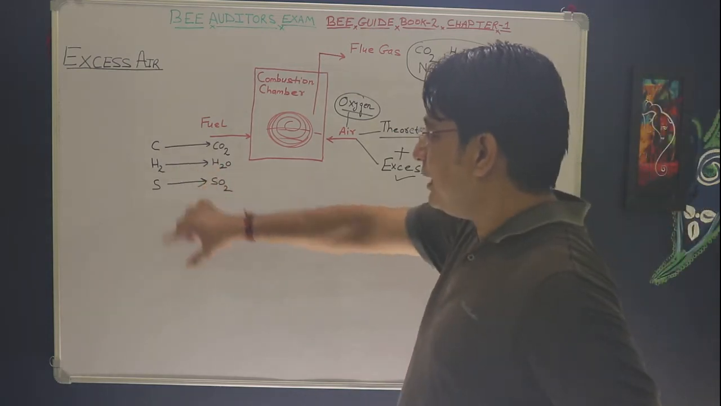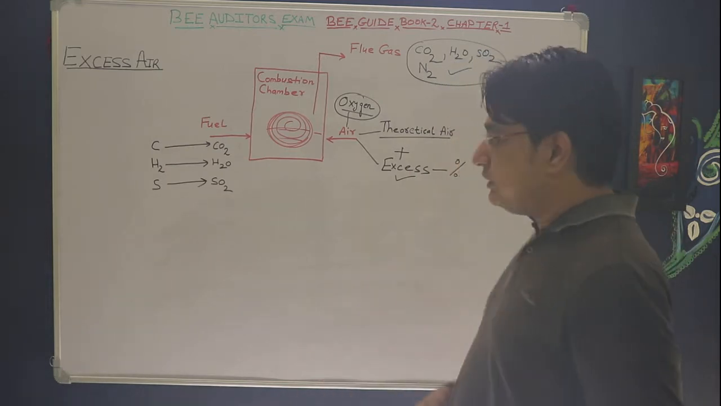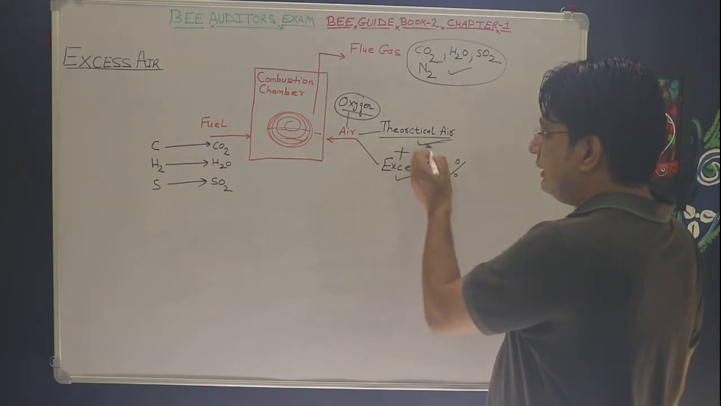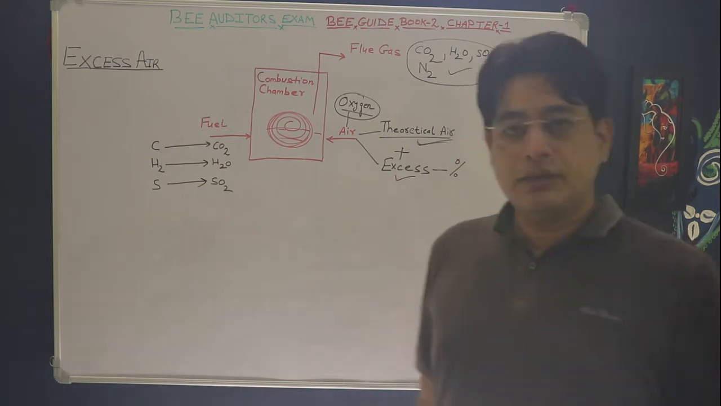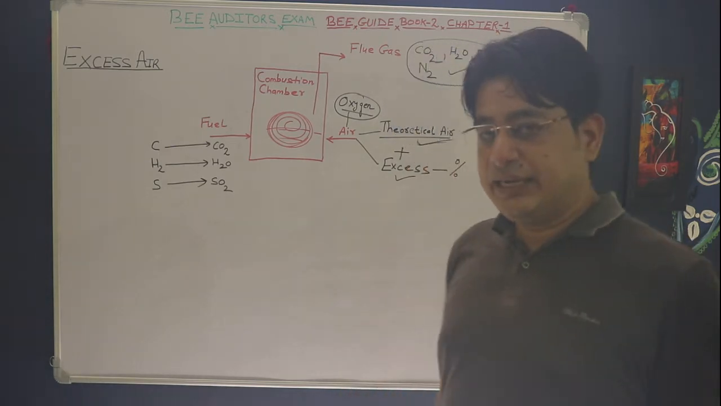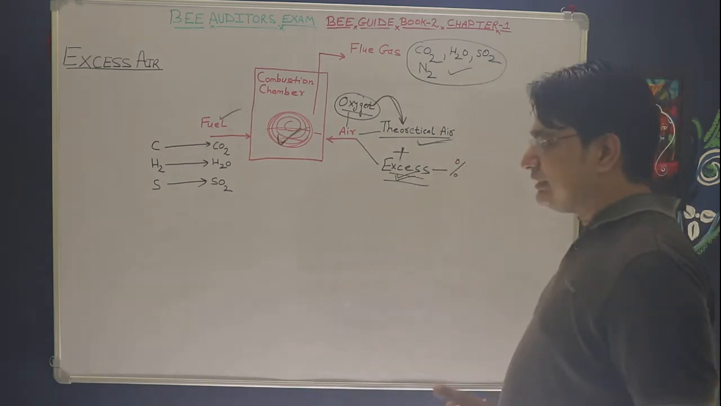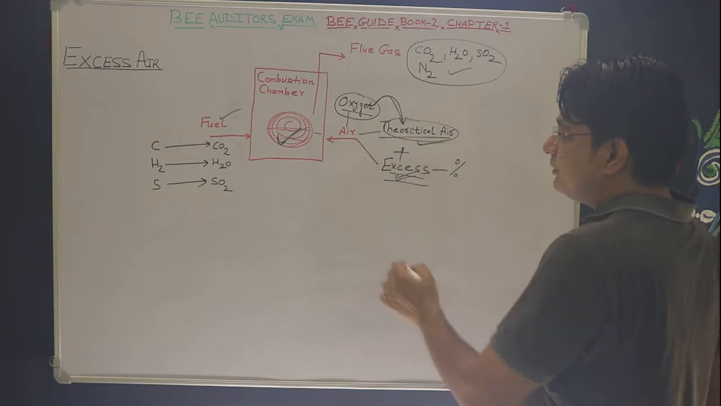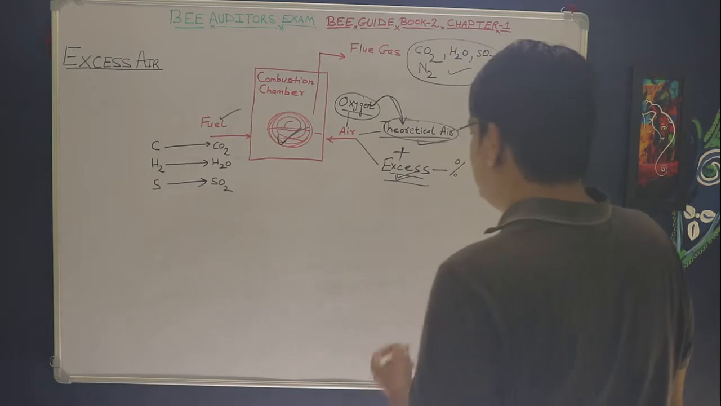Now as you have seen, these are the four combustion products which will be formed if the fuel has carbon, hydrogen and sulfur, and you are supplying just the air which is called theoretical air. In actual, you are not only supplying the theoretical air which is required for the combustion, but you are also supplying the excess air which you can see here. So now it is very much clear that the oxygen which is present in theoretical air will be consumed in the combustion chamber during the combustion of this fuel.